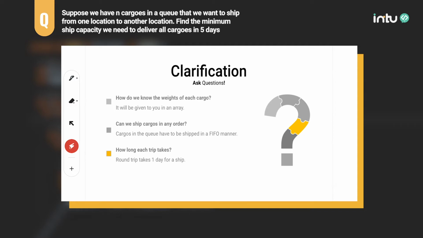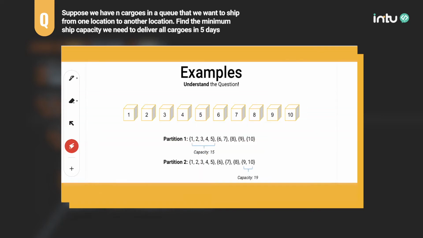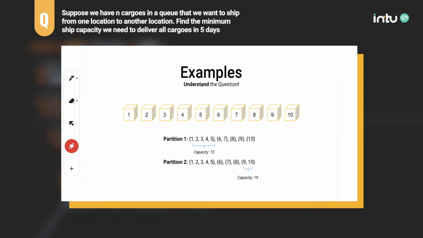How long does each trip take? A round trip takes 1 day for a ship. So we have 5 days, so we can have 5 trips in total. Now we have more information about the question. Let's go over some examples.